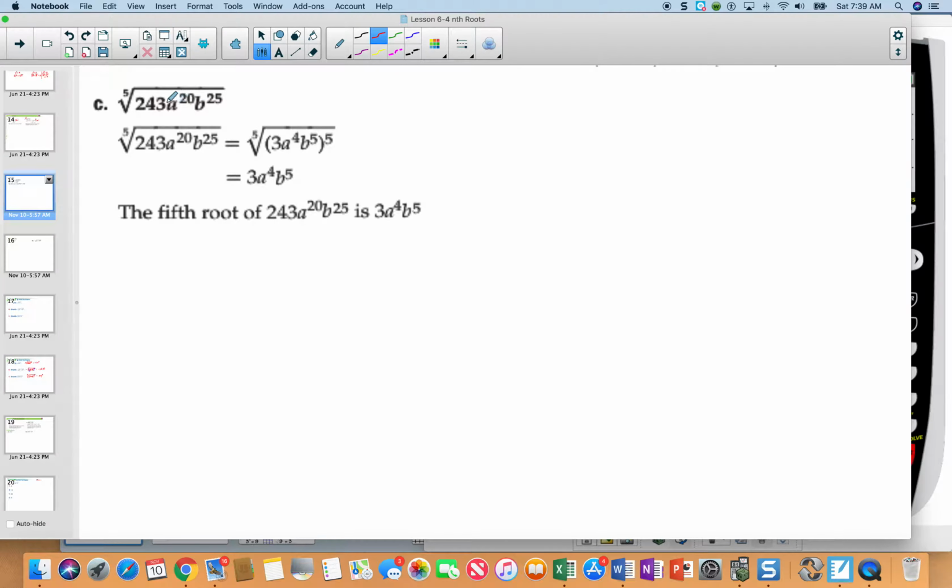This is an odd root, and what we're going to do is rewrite 243 as 3 to the fifth power. We can write a to the 20 as a to the fourth to the fifth, and b to the fifth to the fifth. So if I were to take every one of these, I would get back to here. Now why did I pick the fifth power? Well, because my root is the fifth, my power is 5, those undo each other, and I'm just left with what was inside the parentheses.